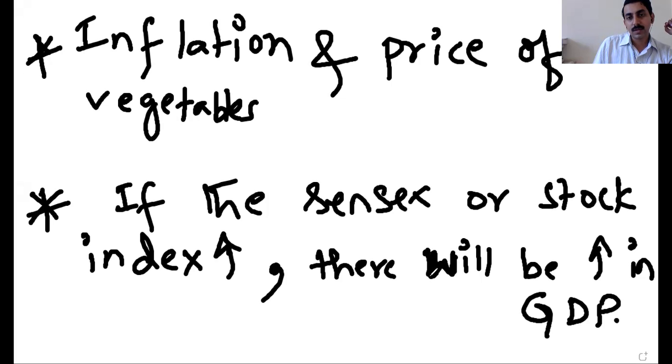Typically, if there is an increase in the Sensex, there will be an increase even in the GDP. Why? Because Sensex is one of the leading indicators of economic growth. Whenever the share market rises, the GDP also basically rises, because a lot of economic activity takes place. So these are the two examples for positive correlation.